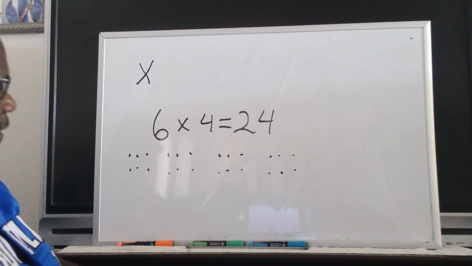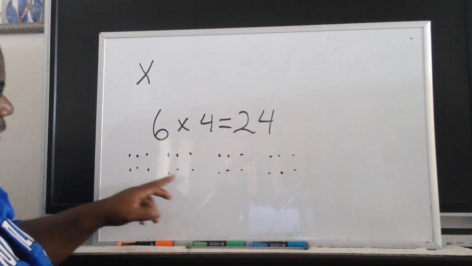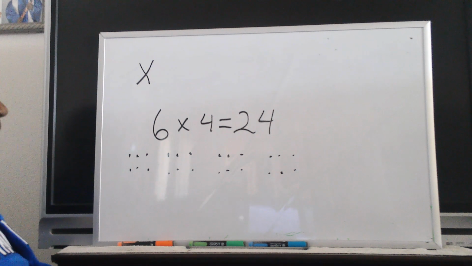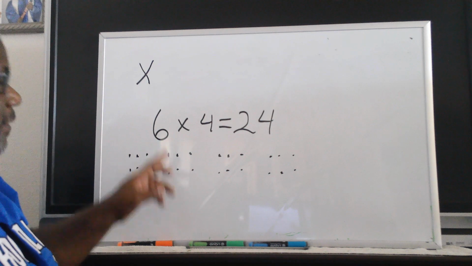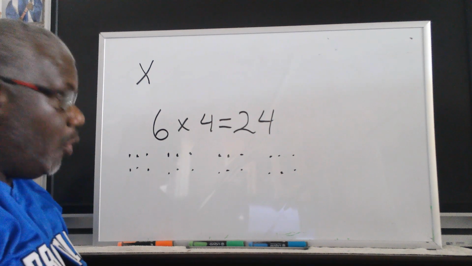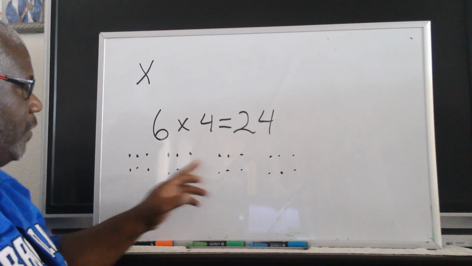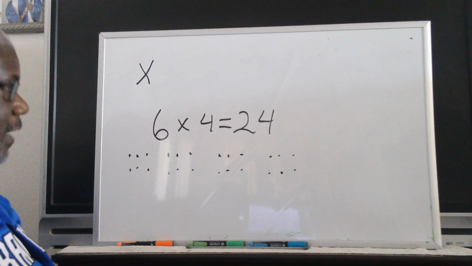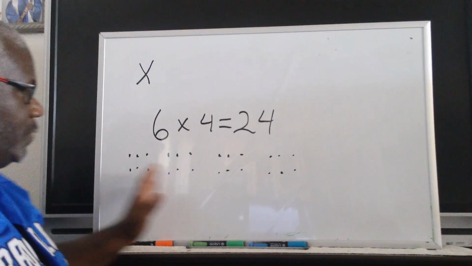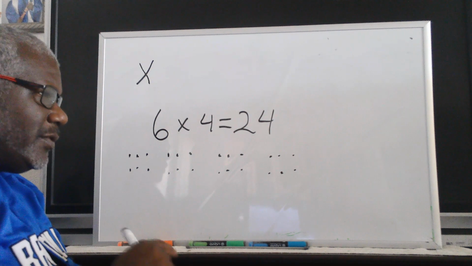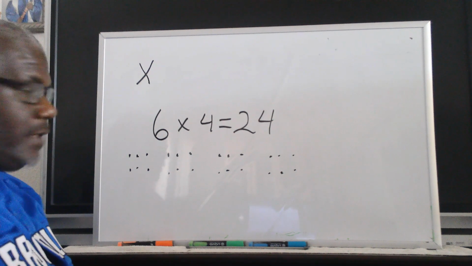Right? 1 group of 6, 2 groups of 6, 3 groups of 6, 4 groups of 6, right? You can go 6 plus 6 plus 6 plus 6, and you'll come out with 24. Or you can say 6 four times, or 6 times 4 is 24, okay? All you did was take these groups of 6 and add them 4 times. Instead of going one at a time, you just make it a little easier.